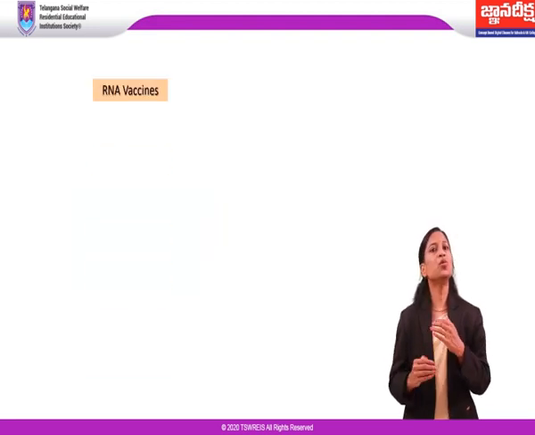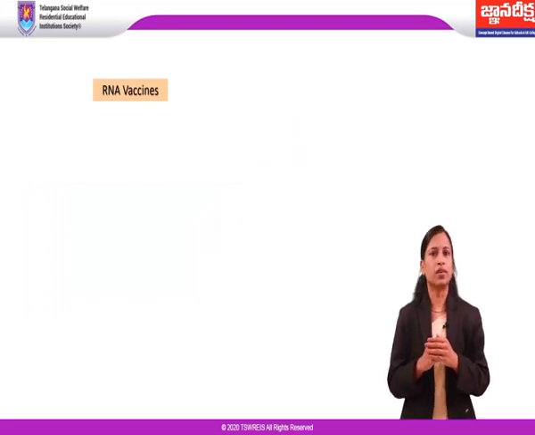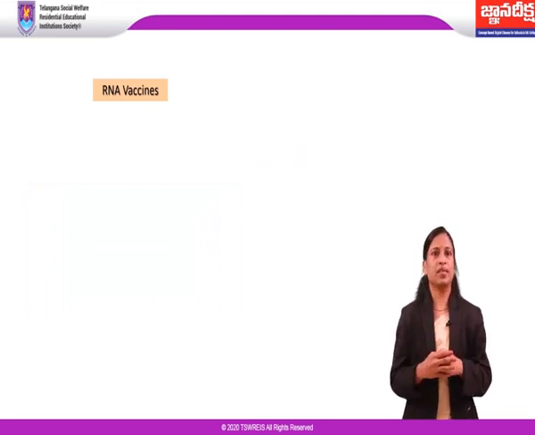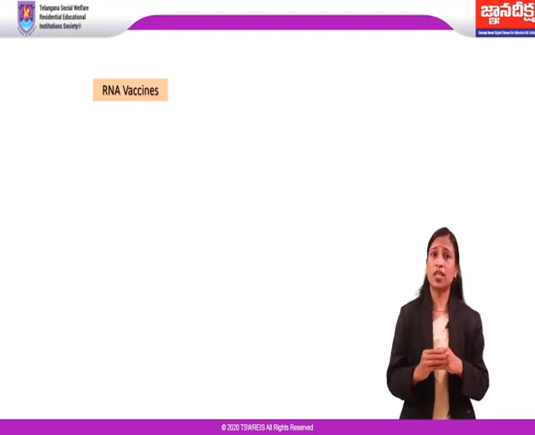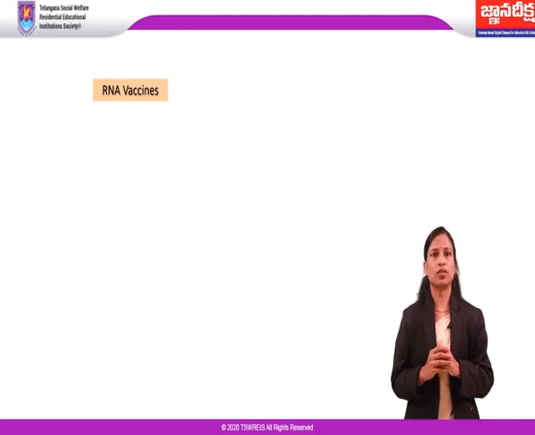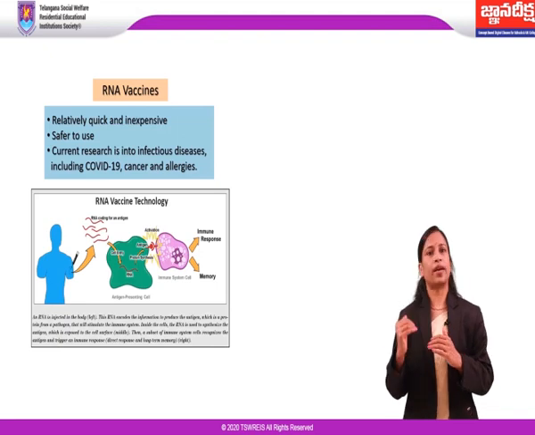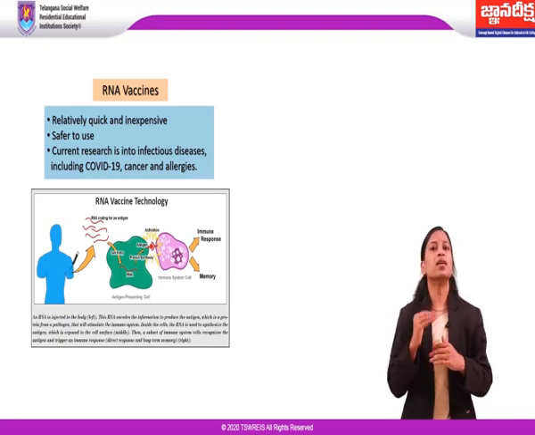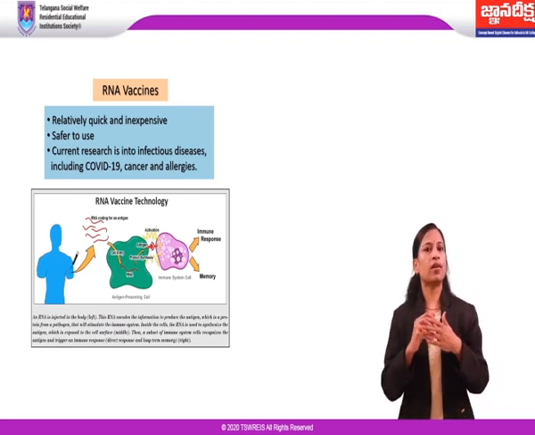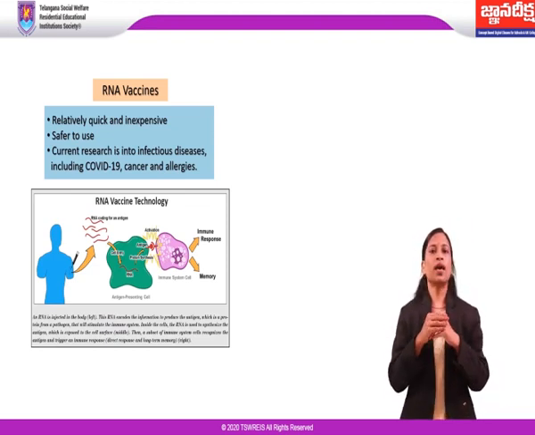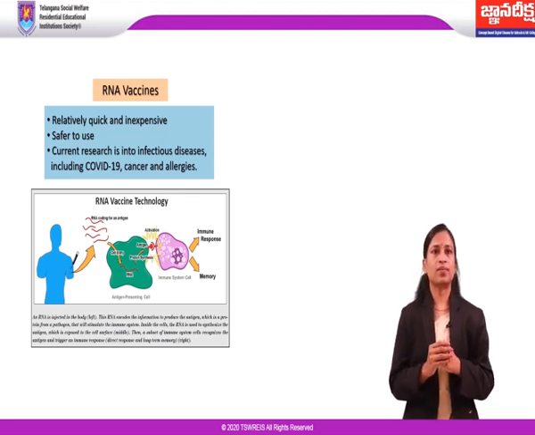RNA vaccine is a new type of vaccine which works by introducing an mRNA sequence into the body. This sequence is translated to produce the encoded antigens, which then stimulate the immune response. RNA vaccines are faster and cheaper to produce than traditional vaccines. Besides, they are safer to use. Most contemporary research is into RNA vaccines for infectious diseases, cancer, allergies and currently COVID-19.